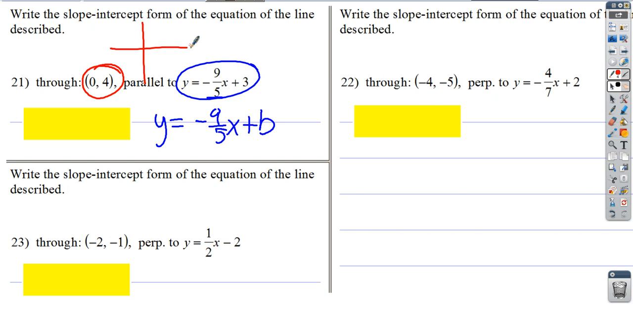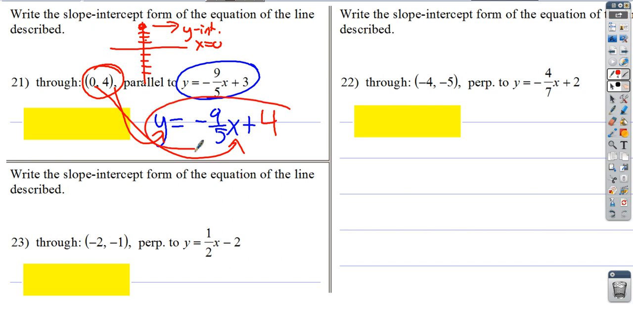Okay, so you could actually plug in 0 for x and 4 for y, or to save yourself some time, you can recognize something. If I plot the point 0, 4, it's right here, and that is the y-intercept, because the y-intercept occurs when x equals 0. Notice all along this axis right here, every point on the y-axis, x is equal to 0. So if you do plug in 0 for x and 4 for y, you end up getting b equals 4. So that should be our answer right there, negative 9/5 x plus 4.